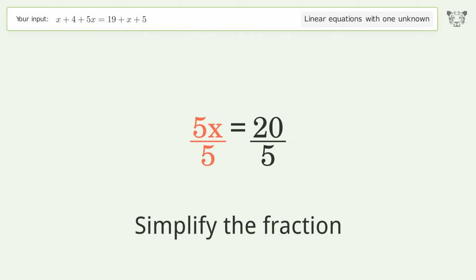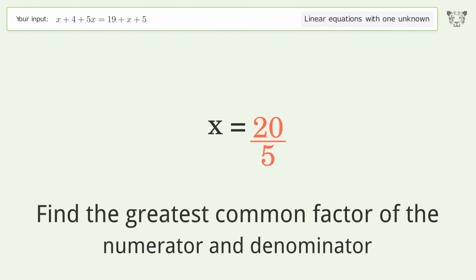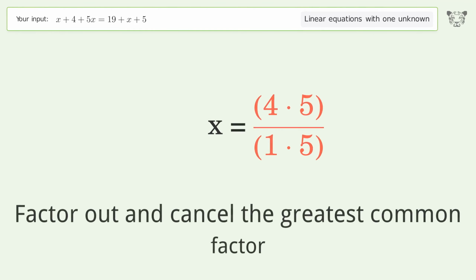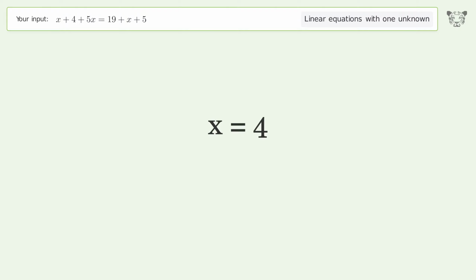Simplify the fraction. Find the greatest common factor of the numerator and denominator. Factor out and cancel the greatest common factor. And so the final result is x equals 4.